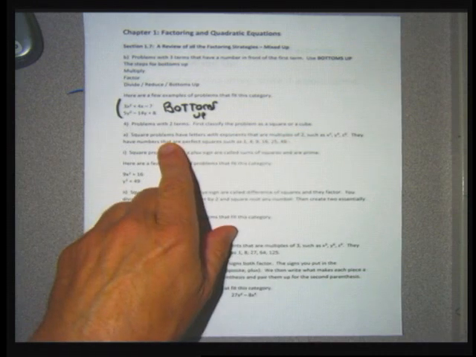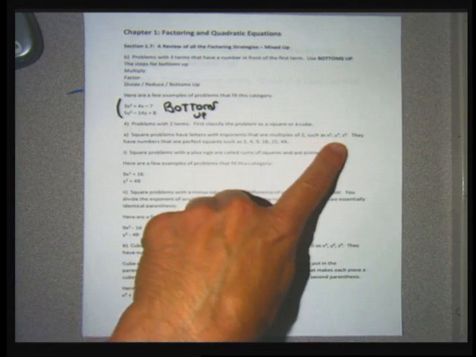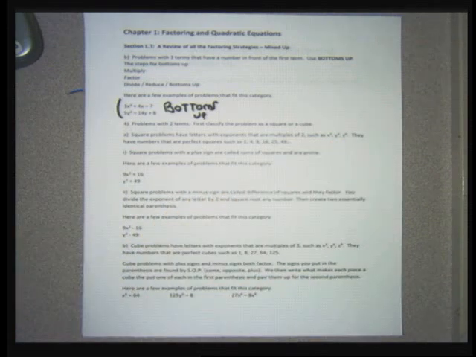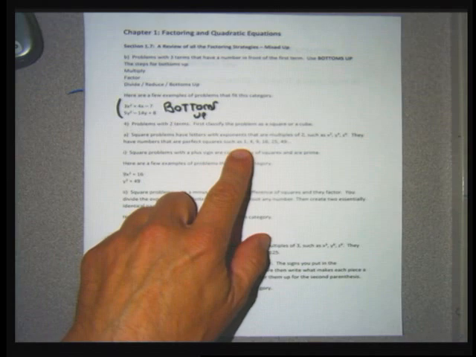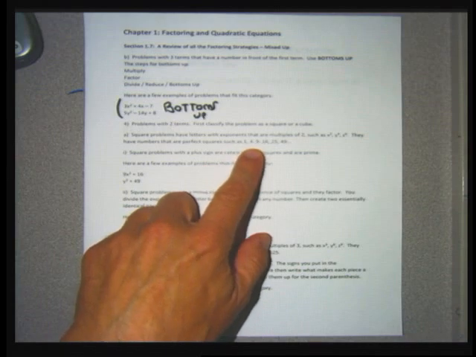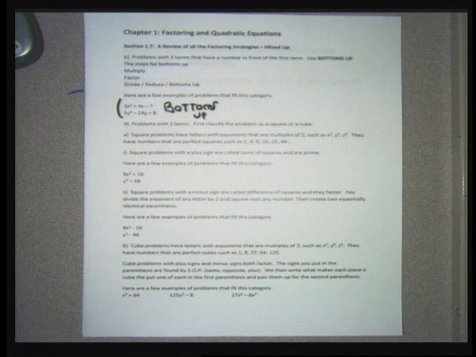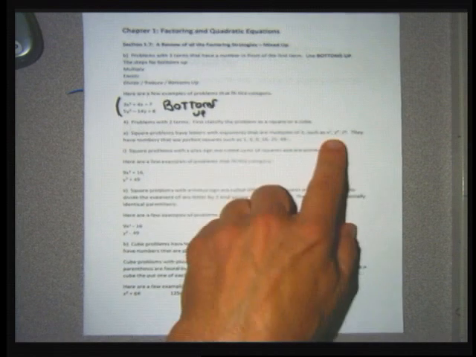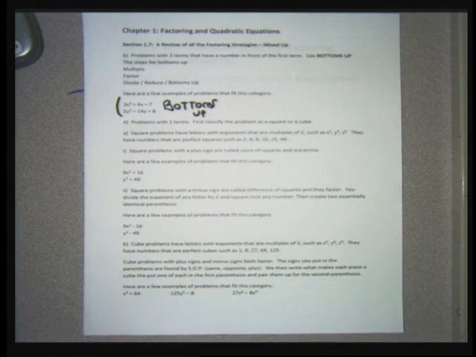Squares: the letters have exponents that are multiples of 2, like x squared, y to the 4th, z to the 6th, w to the 8th if you wanted to. And they have numbers that are perfect squares. 1 squared is 1, 2 squared is 4, 3 squared is 9, 4 squared is 16, 5 squared is 25. So if you have letters with exponents that are multiples of 2 and the numbers are perfect squares, then it's a square problem.